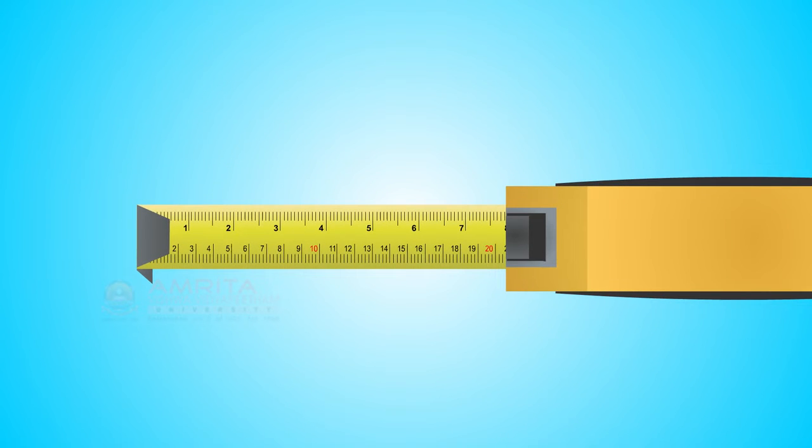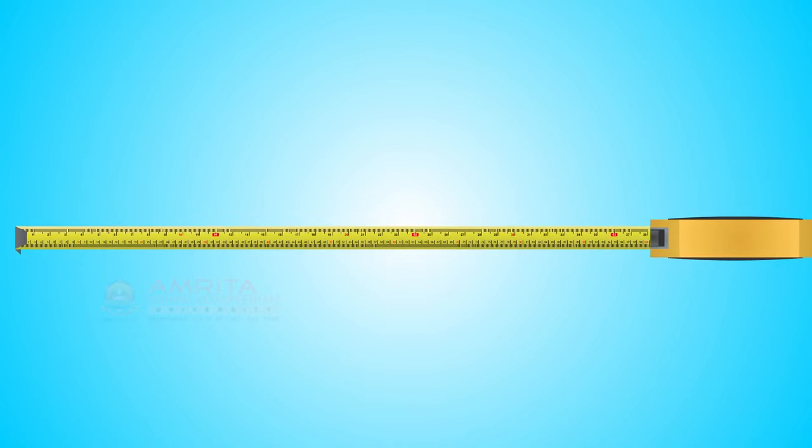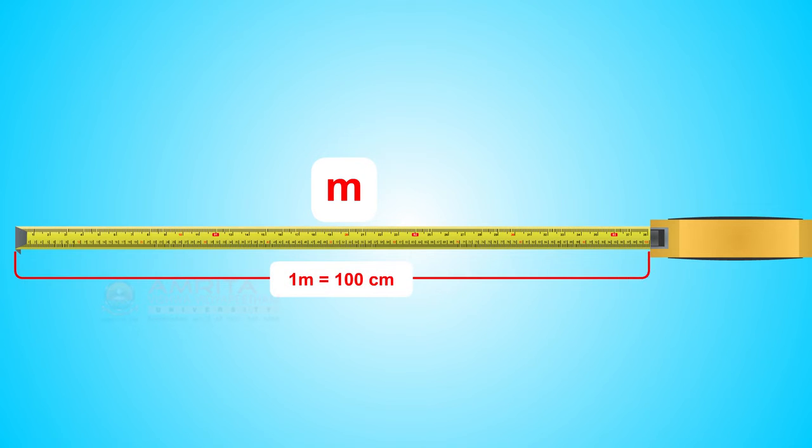Meter is a unit of measure. It is used to measure long distances. The symbol for meter is m. 1 meter is equal to 100 centimeters.